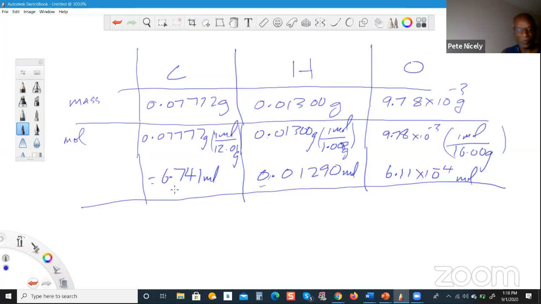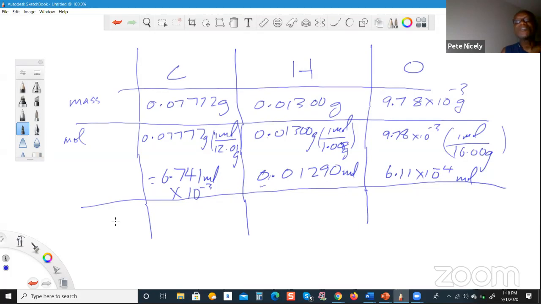0.07772 divided by 12.01. Okay, I forgot to write multiply by 10 to the minus 3 here. Very important. I'm glad I caught myself on that one. That's why I need you guys to calculate along with me so that if I slip up like I just did, you should be able to catch me up on that.